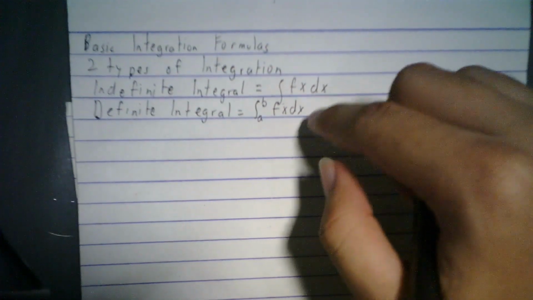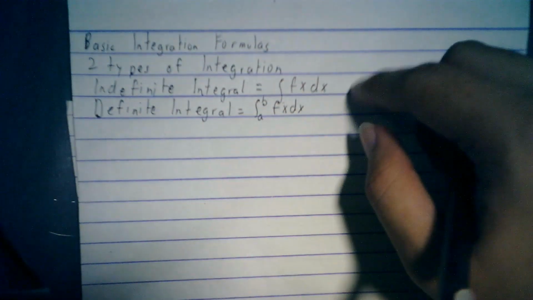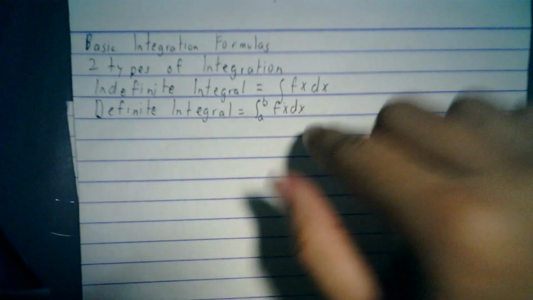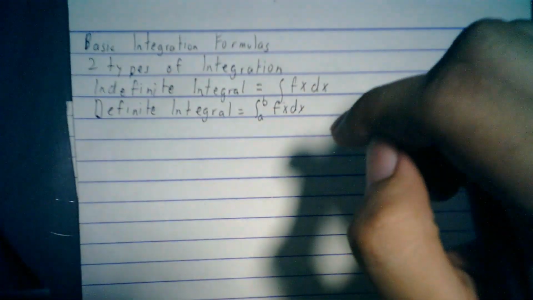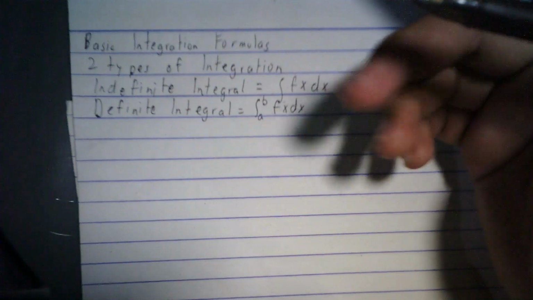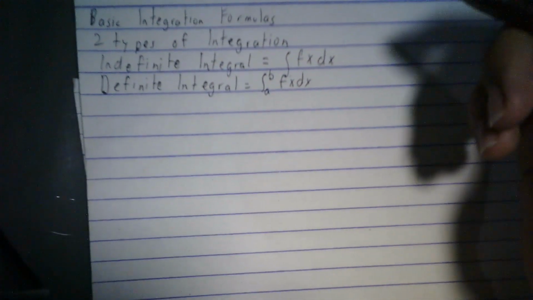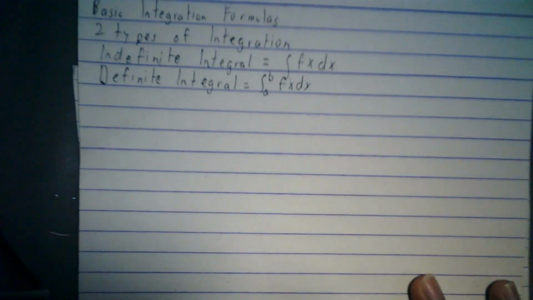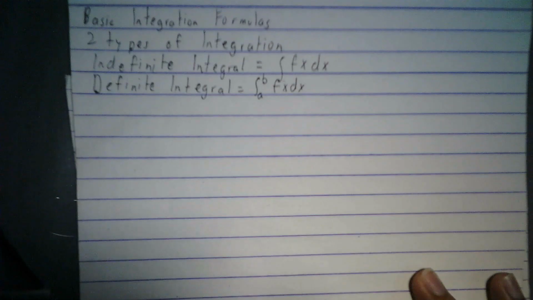So between these two, you can easily find the difference between indefinite integral and definite integral. Indefinite integral has no limits, while definite integral has limits from a to b. Integration is just the reverse of differentiation. Now, moving forward to the basic integration formulas. First, we are about to tackle the algebraic function.